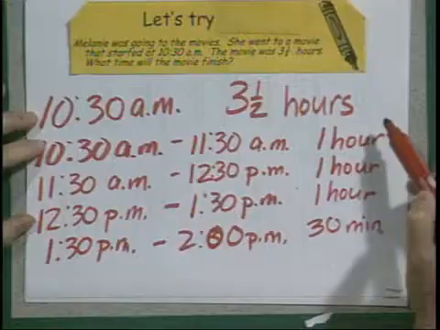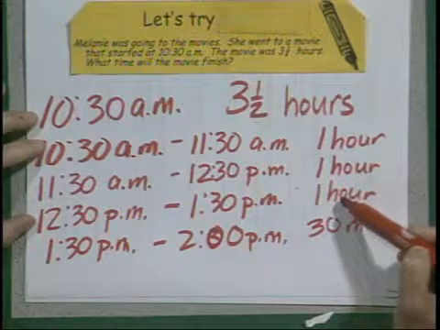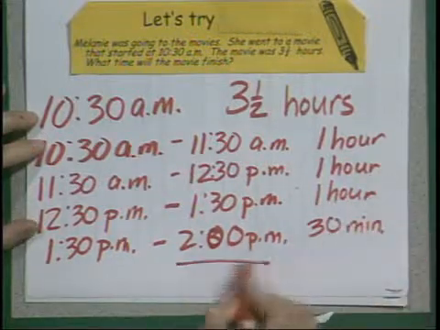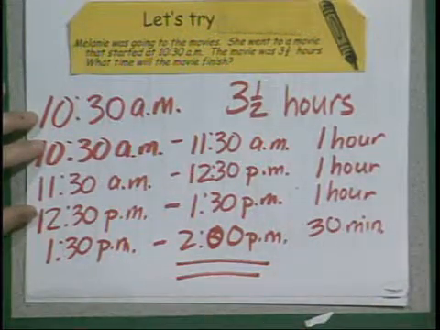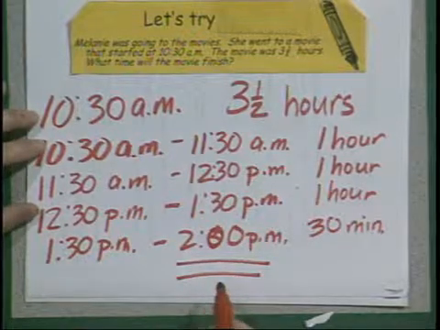So let's take a look. We added on our 3 hours and 30 minutes, and that brought us to 2 o'clock p.m. So Melanie's movie ended at 2 o'clock p.m. So whenever you're working on elapsed time, remember to start by counting on your hours until you can't add on hours anymore, and then switch to adding on your minutes. And that will hopefully help you find elapsed time in the future.